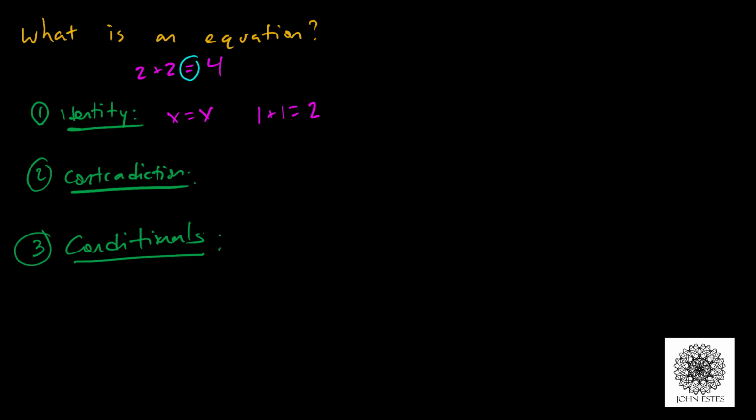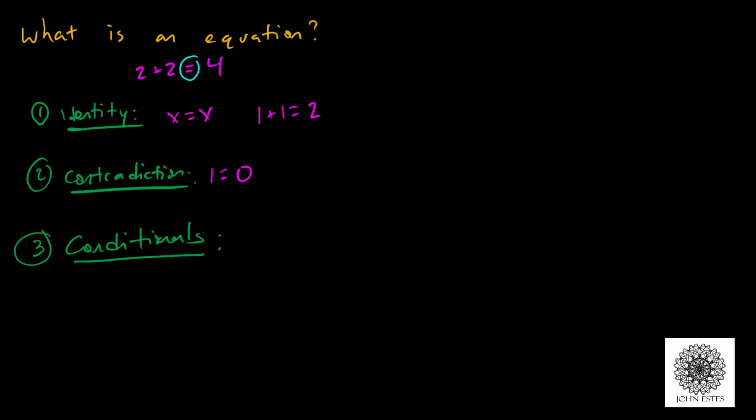Now, a contradiction is kind of, in some ways, the opposite of an identity. It's an equation that is false all the time. So for example, we can create some easy examples. For example, 1 equals 0 is a contradiction. That is never true under any circumstance.